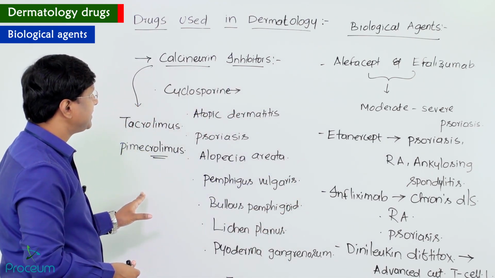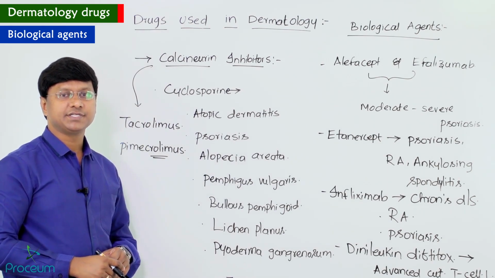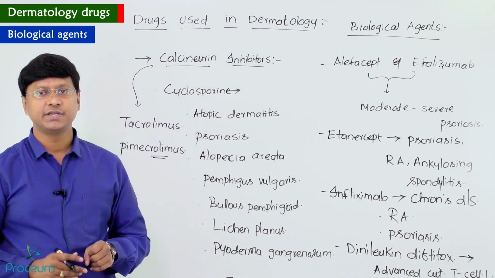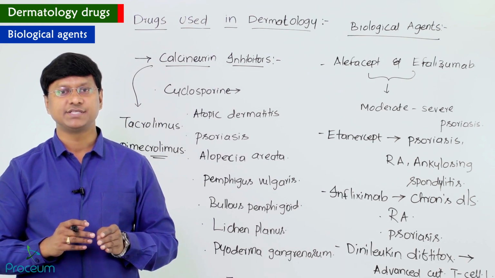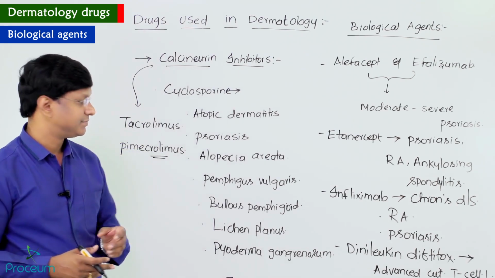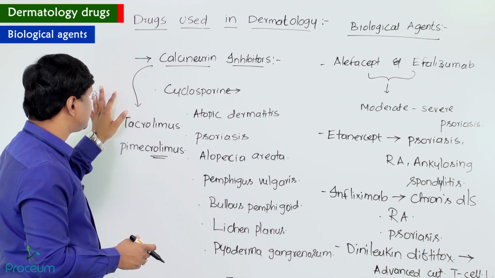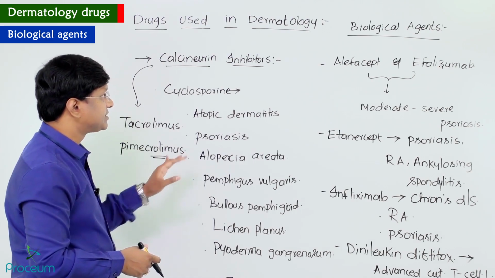Let me shortly revise both these calcineurin inhibitors and biological agents. Calcineurin inhibitors include cyclosporin, which is used for atopic dermatitis, psoriasis, alopecia areata, pemphigus vulgaris, bullous pemphigoid, lichen planus, and pyoderma gangrenosum. The other drugs in this group include tacrolimus and pimecrolimus.